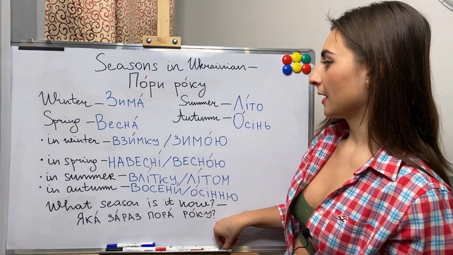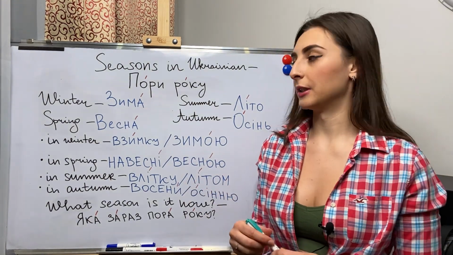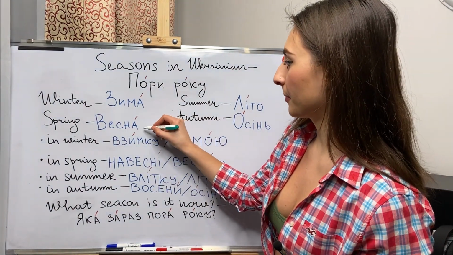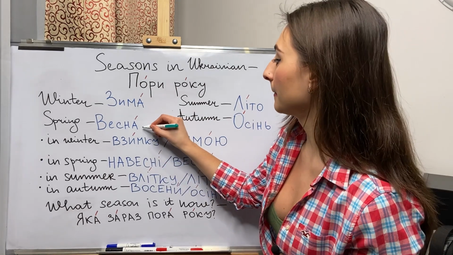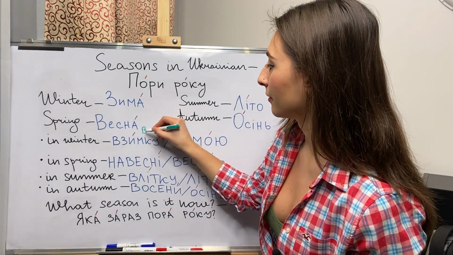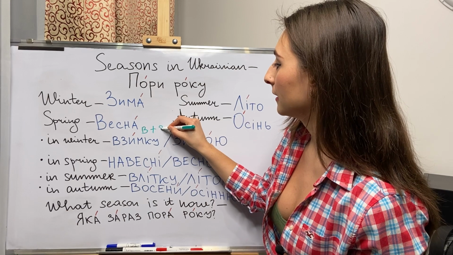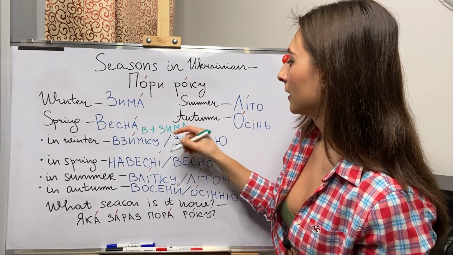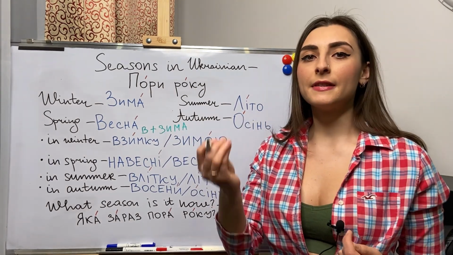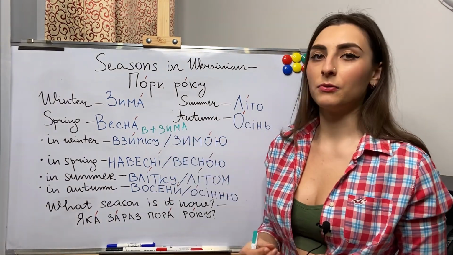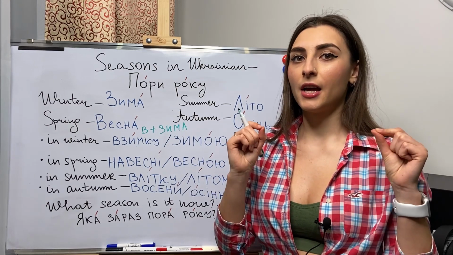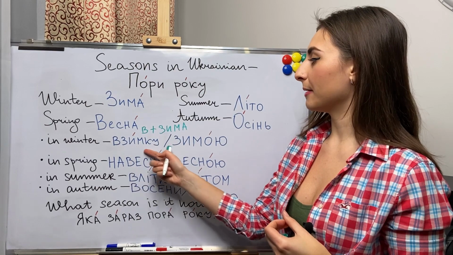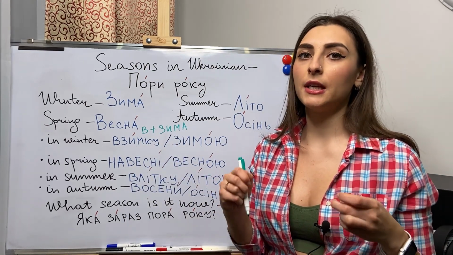But basically, let's analyze the word. Взимку. We have here the preposition в plus the word зима. В means in. Зима means winter. So we connected the preposition and noun and we created the word взимку, that means in winter.